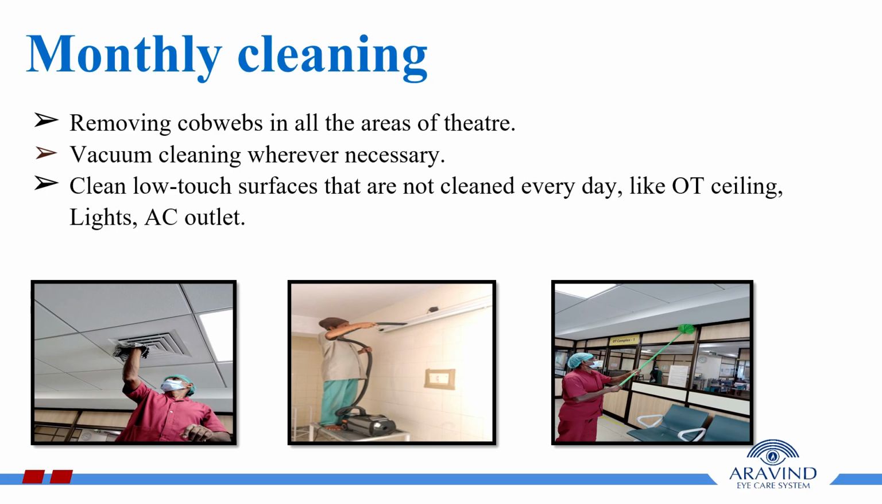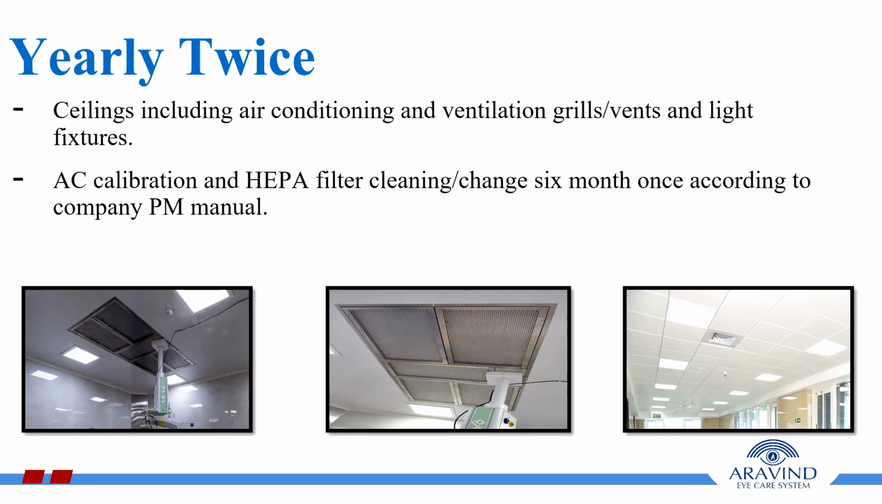Monthly cleaning. Removing cobwebs in all areas of the theatre. Vacuum cleaning whenever necessary. Clean low touch surfaces that are not cleaned every day: OT ceiling, lights, AC outlet. Yearly twice: ceiling including air conditioning and ventilation, grills, vents and light fixtures.